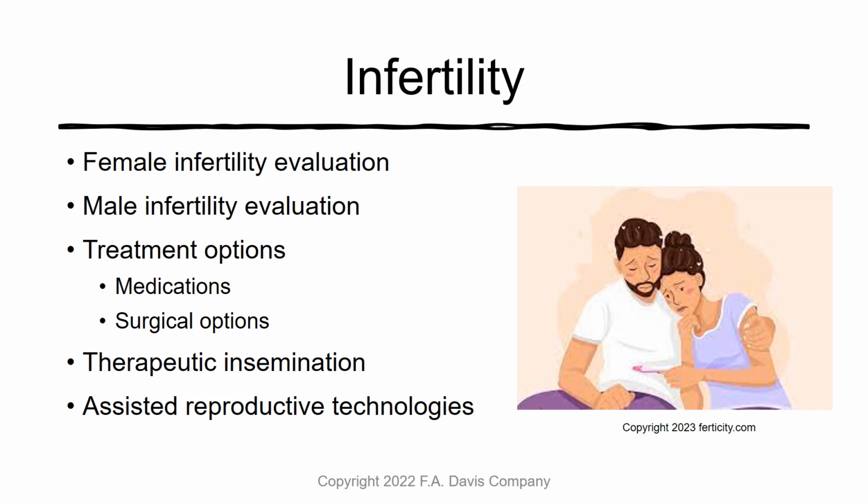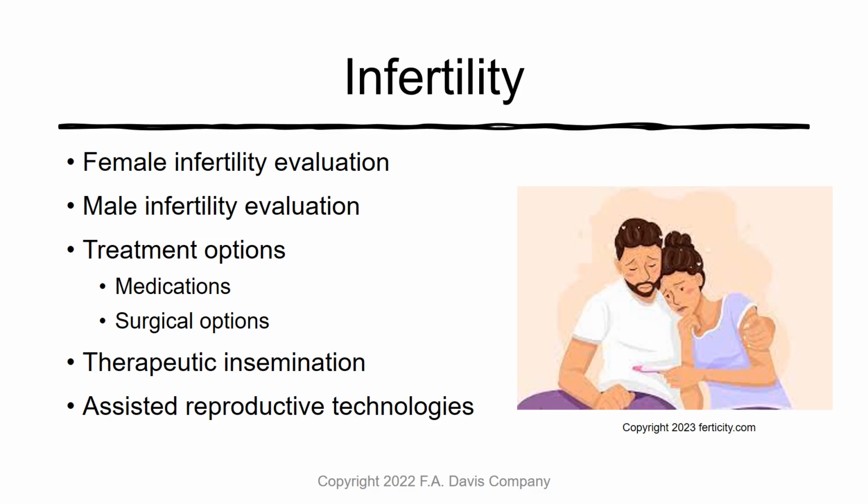And then for the male evaluation, the infertility starts with a semen analysis to assess the quality and quantity of the sperm. So the female and male are different as far as how they're evaluated, and then they go further from there based on the results. So treatment options are going to depend on the cause of the infertility.